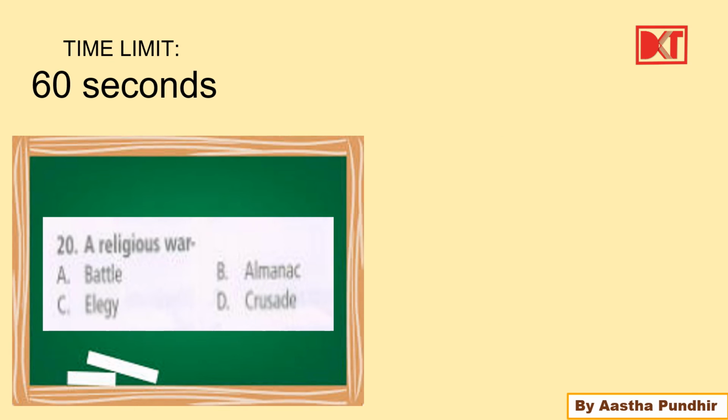Okay, so here the next one is a religious war. The options are A, battle, B, almanac, C, elegy, or D, crusade. Here the correct answer is D, crusade. Crusade is a religious war, जो religious beliefs की वजह से war होती है, that is a crusade. The other ones like battle एक fight जिससे it's a series of wars जो होती हैं between two large armies, तो हम उसे बोलेंगे battle.